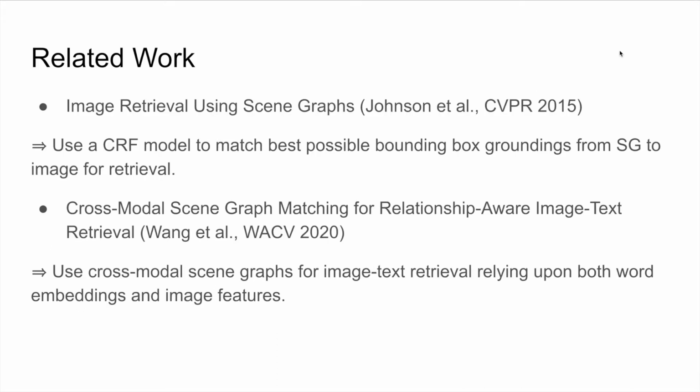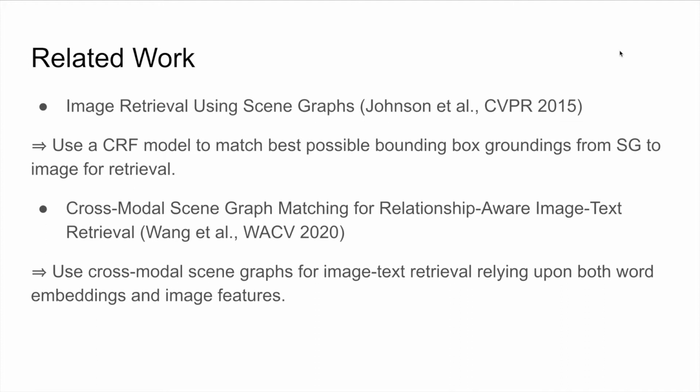In prior work, Johnson et al. had a paper entitled Image Retrieval Using Scene Graphs, where a CRF-based model was used to match the best possible bounding box groundings from a query scene graph to a candidate image bank for retrieval. In another closely related work, Wang et al. had a paper entitled Cross-Modal Scene Graph Matching for Relationship-Aware Image Text Retrieval, where cross-modal scene graphs containing two modalities were used for image text retrieval. These relied upon both word embeddings and image features.